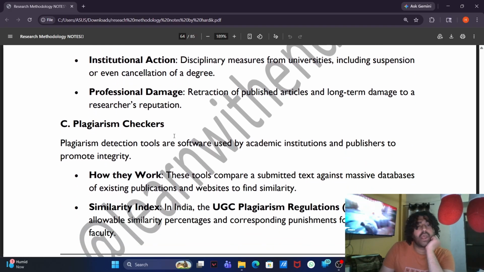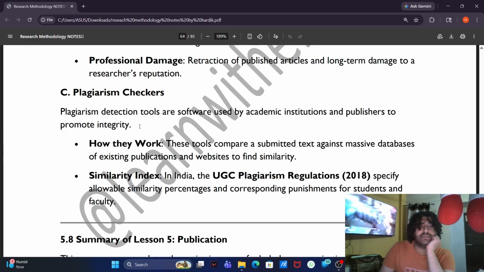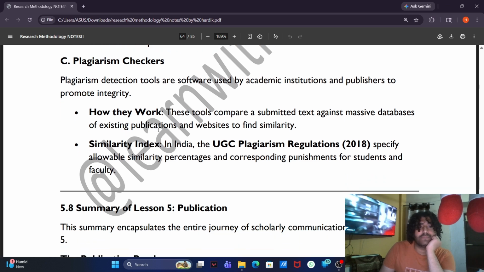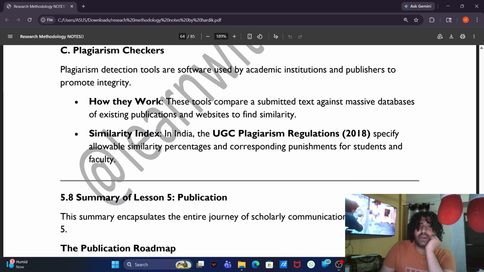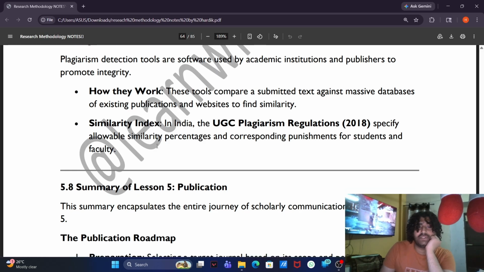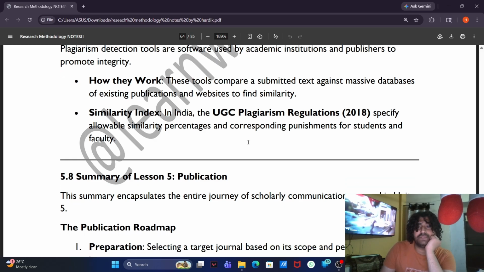Next subtopic, plagiarism checkers. Plagiarism detection tools or software are used by academic institutions and publishers to promote integrity. How do they work? These tools compare our submitted text against massive databases of existing publications and websites to find similarity. Similarity index: in India, the UGC plagiarism regulation 2018 specifies allowable similarity percentages and corresponding punishments for students and faculty.